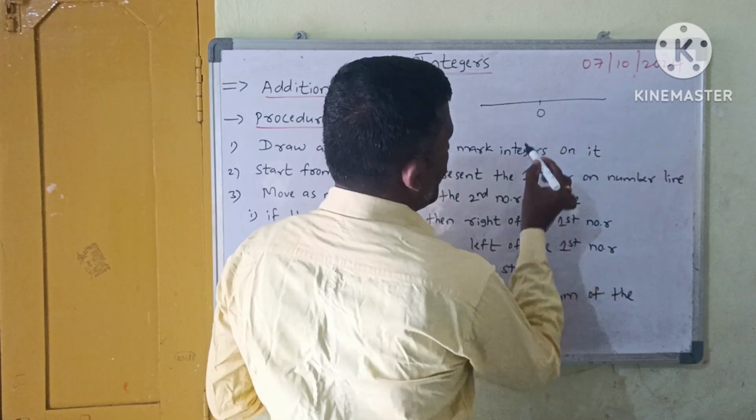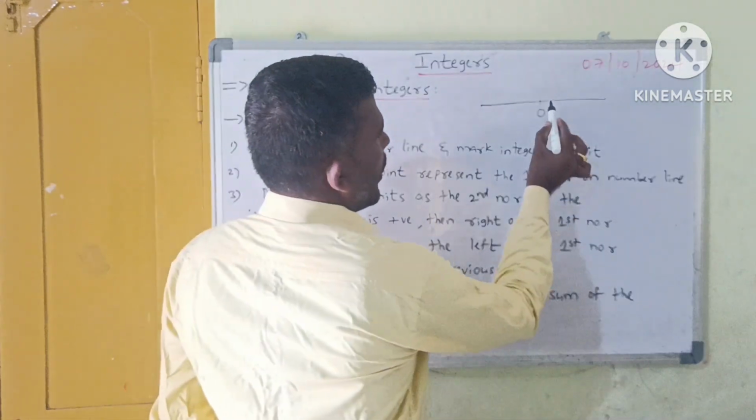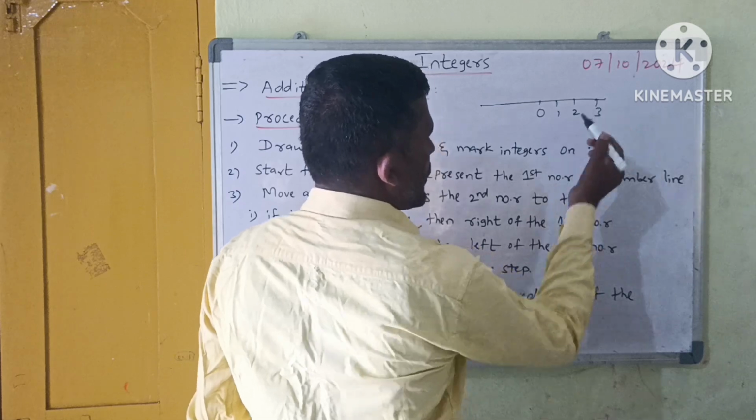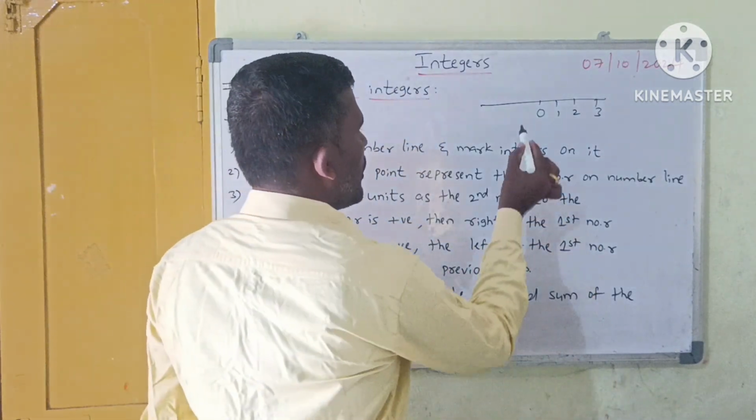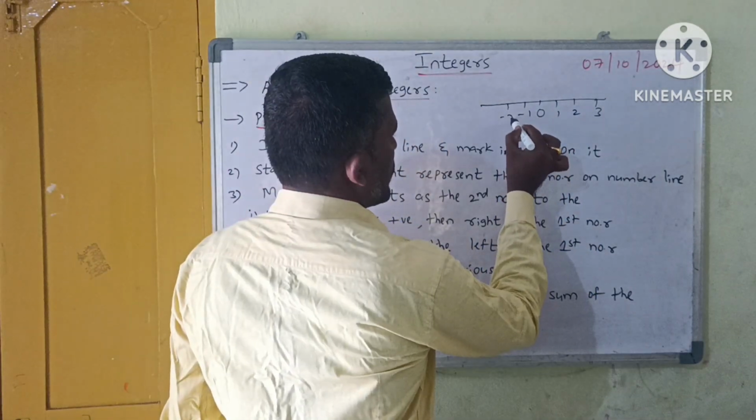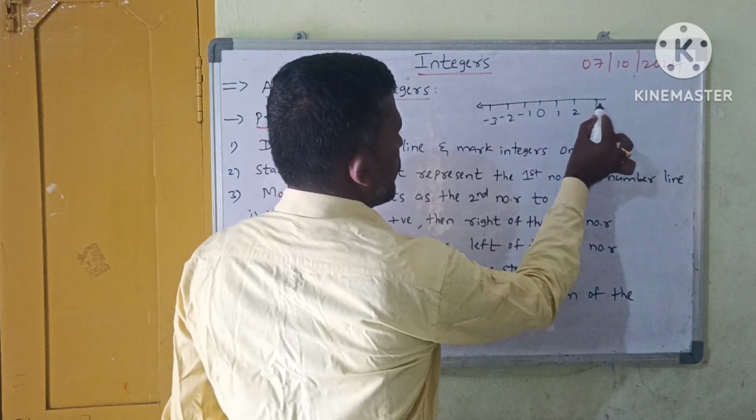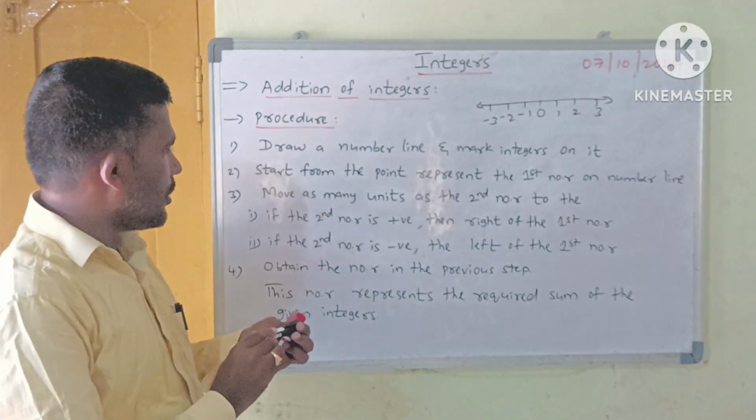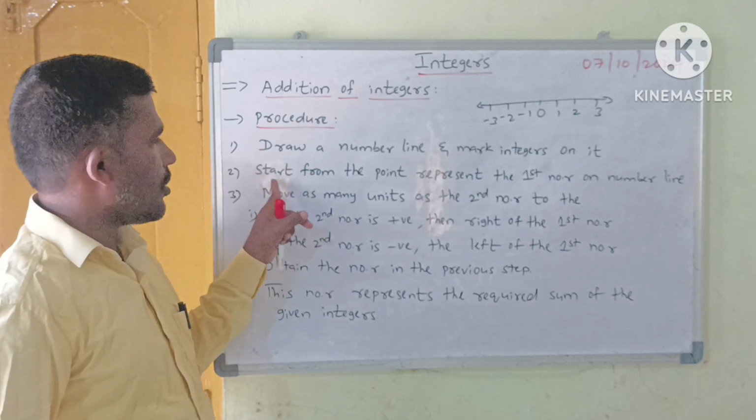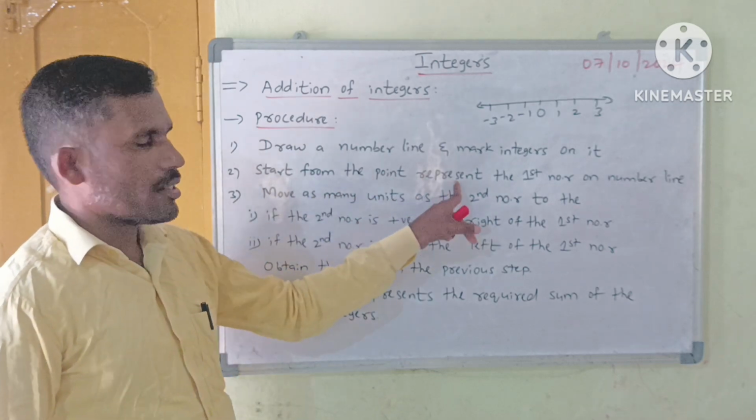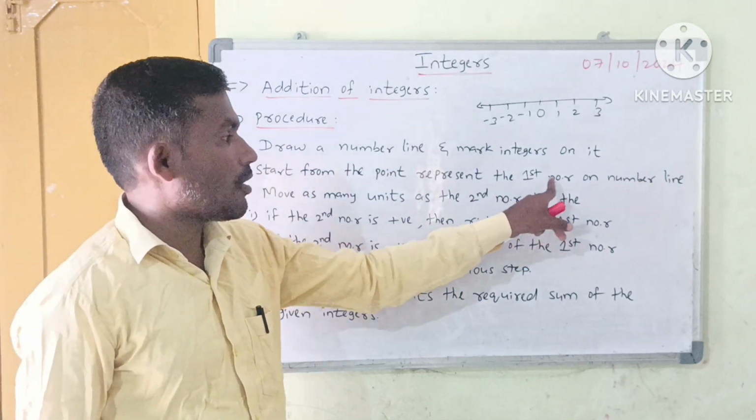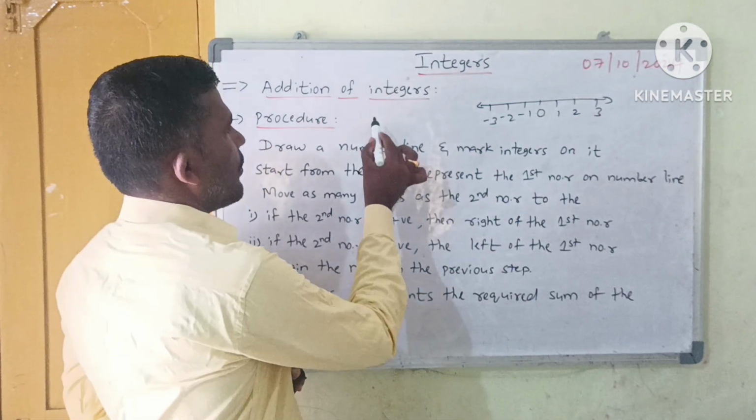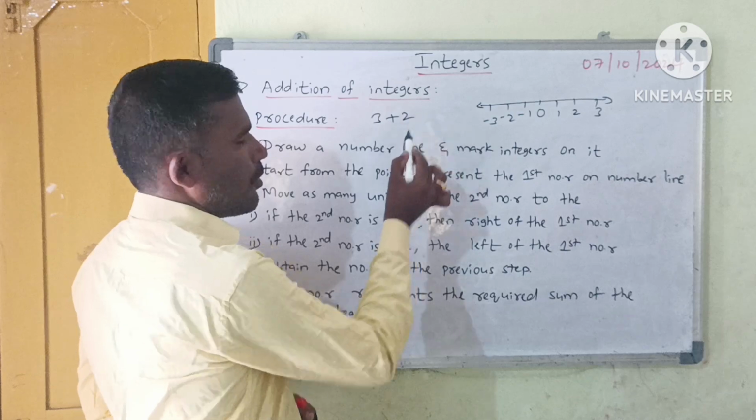In the middle of the line I am taking 0. On the right side you take the positive integers 1, 2, 3, plus 1, plus 2, plus 3 like that. And here minus 1, minus 2, minus 3 and so on. These are integers. After that, the second step is start from the point that represents the first number on the number line.